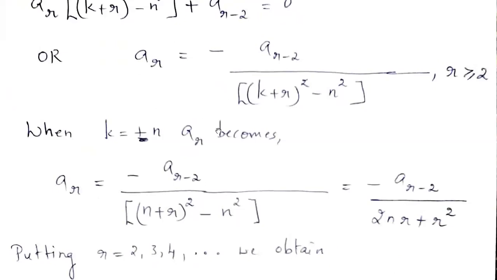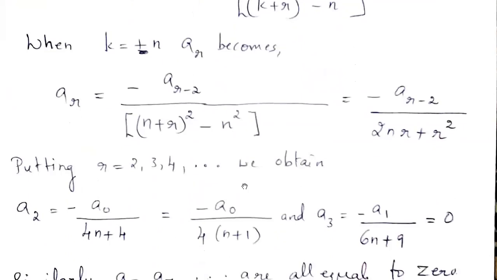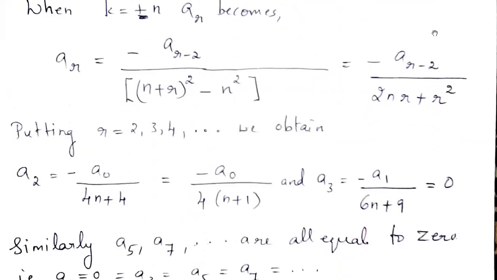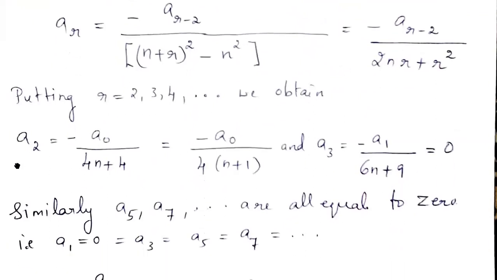Please note, once you get this value of a_r, the next thing we have to do is take one value of k. I have taken k is equal to plus n. So after getting this recurrence relation, let's calculate the values of the remaining terms, that is a2, a3, a4, etc. To get the value of a2, put the value of r equal to 2. Please note the value of r has to be greater than or equal to 2. So a2 will be equal to minus a_(2 minus 2).